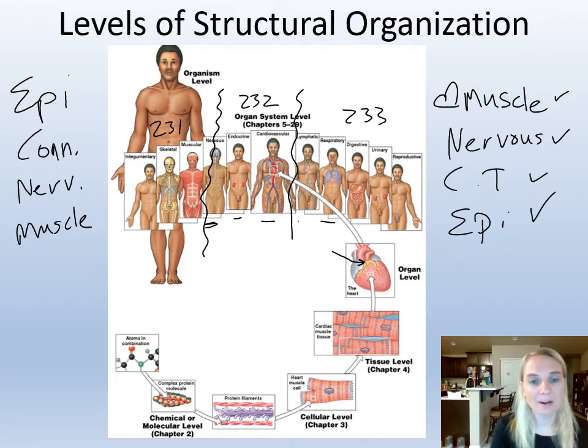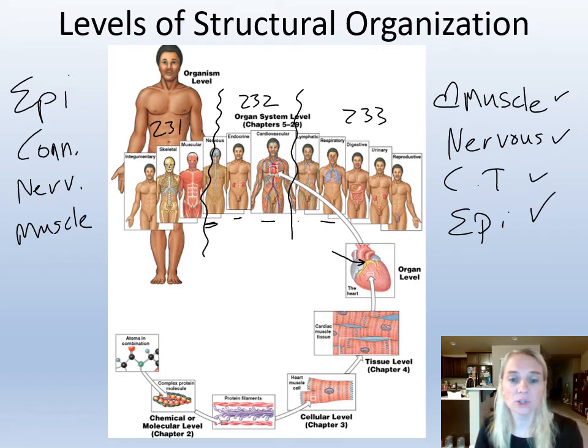So from atoms and chemicals to cells, tissues, organs, organ systems, organism, this is the holistic view of looking at the human body. Now, this could be true for an elephant or a cat or an insect, but this is human anatomy and physiology, so that's what we're going to focus on.